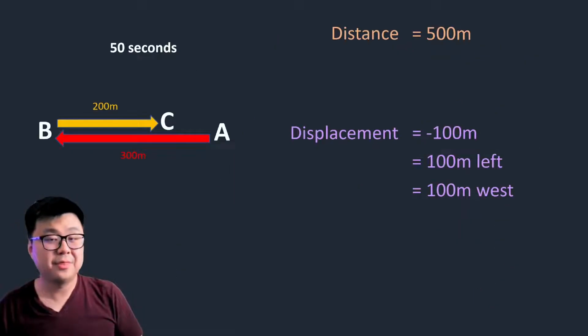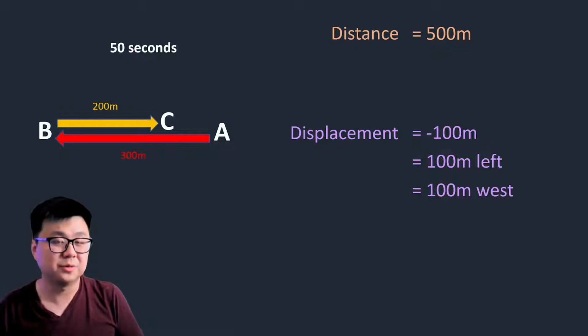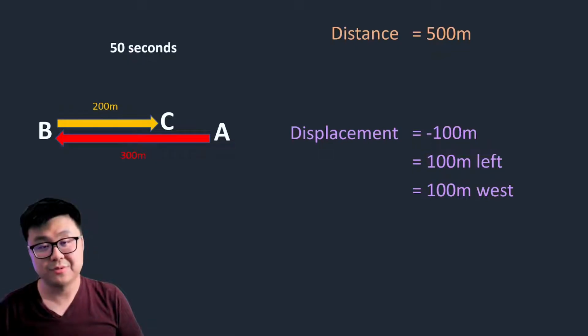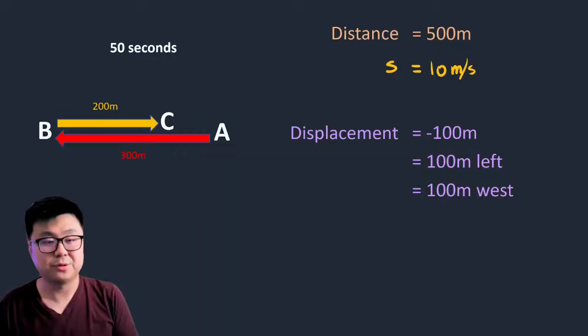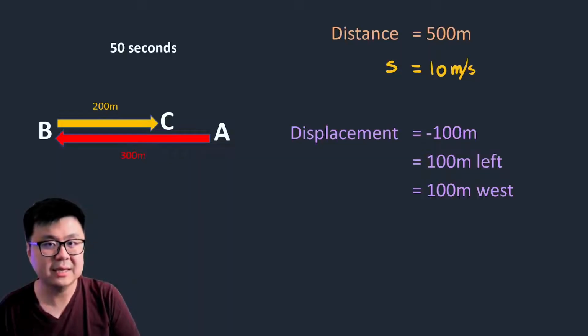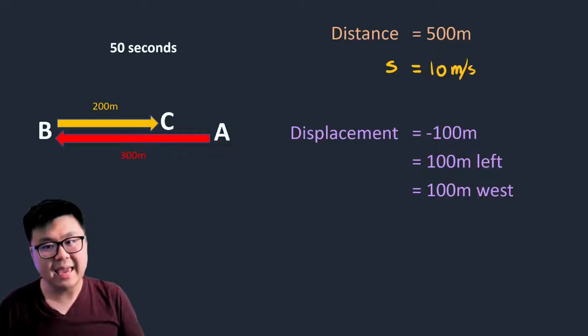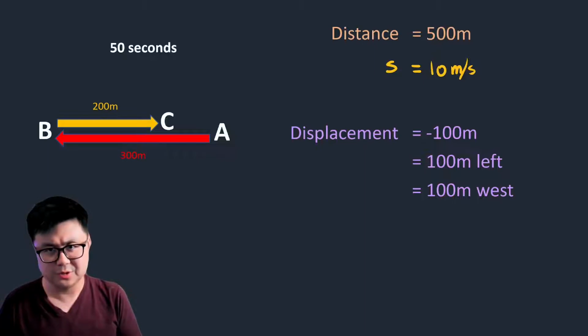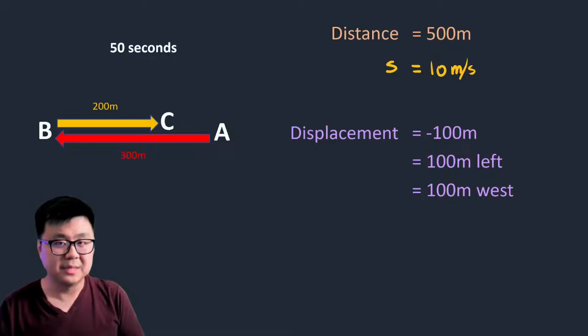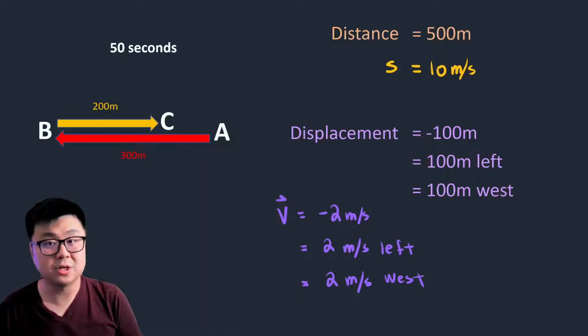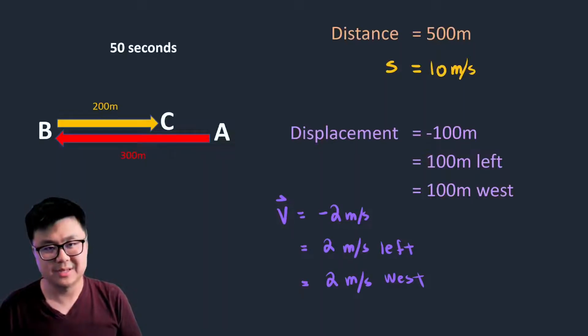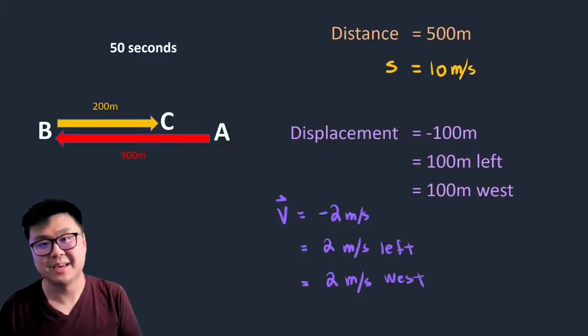And in our final and third example here, let's pretend it also took 50 seconds. If our distance was 500 meters, then the speed would be 500 over 50 or 10 meters per second. And our displacement, we said, was negative 100 meters or 100 meters to the left, which means if we crunch it into our velocity equation, it will be either negative 2 meters per second or 2 meters per second to the left or 2 meters per second to the west.